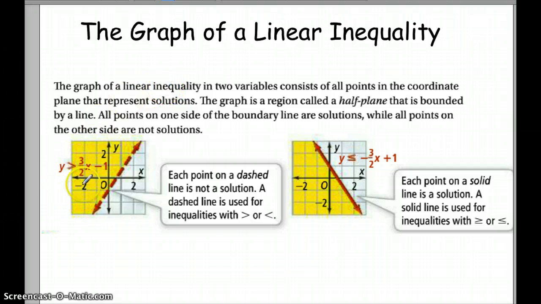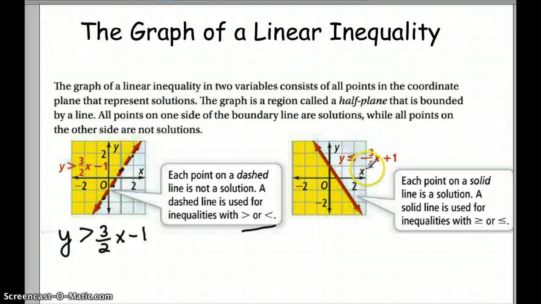So in the first example that we have to the right, we have the inequality y is greater than 3/2 x minus 1. And what you see is a dotted line or a dashed line. We use a dashed line for the boundary line for all inequalities that have a greater than or a less than inequality symbol. What this means is that the points that are on this line are not solutions. The only solutions are in the region above the line because it is greater than.